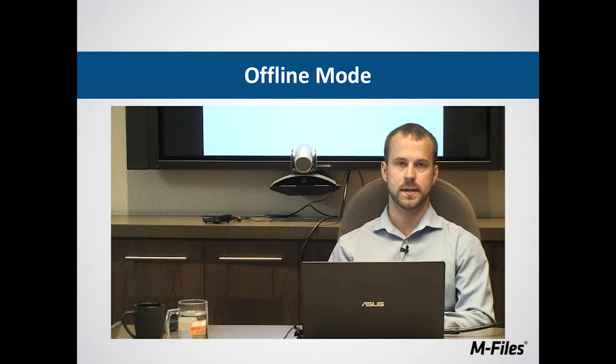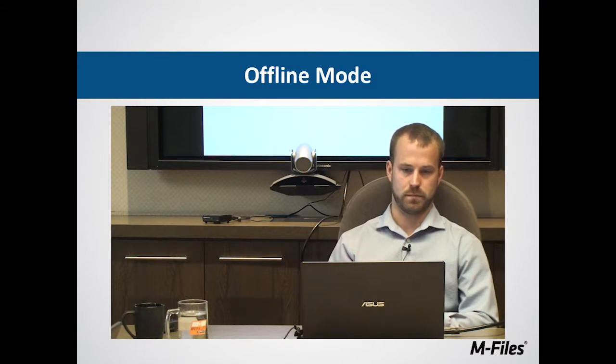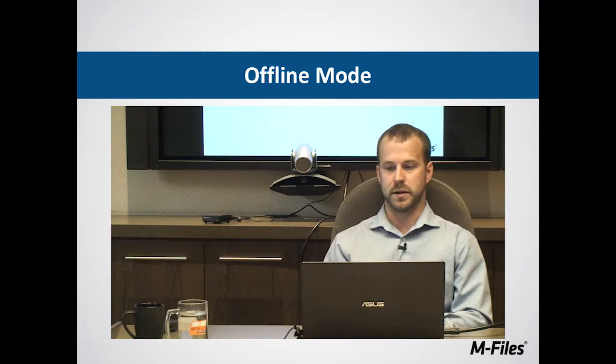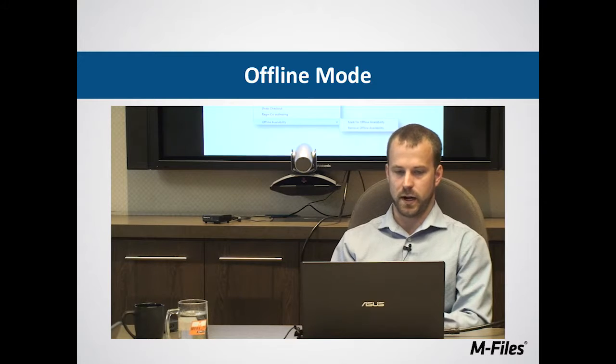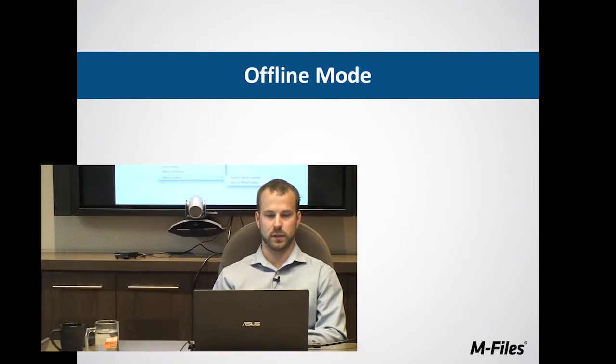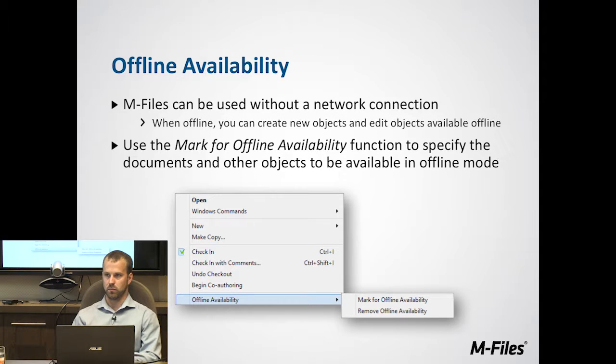So with M-Files, if you want to use M-Files, you need a network connection. Okay. With offline mode, you can flag specific files to be marked as offline. Let's say you know you're going to a site somewhere, you're doing a site walkthrough with a purchaser or something, and you know the internet's a little bit flaky there.